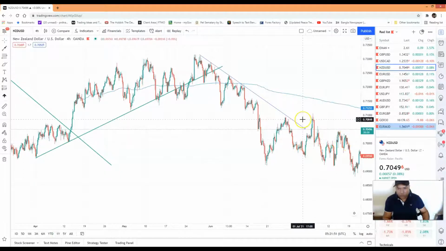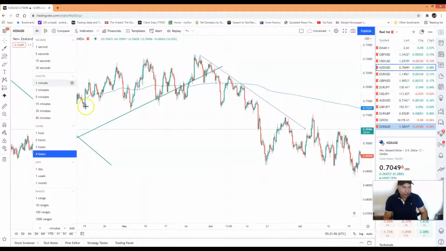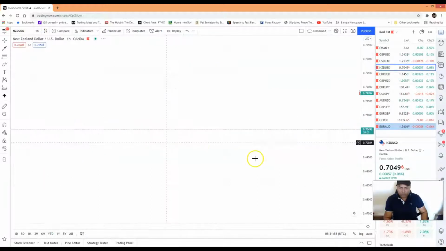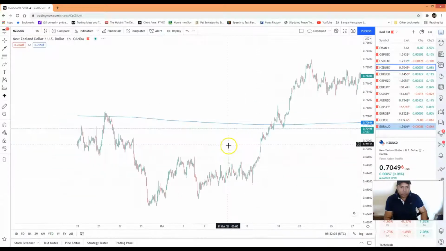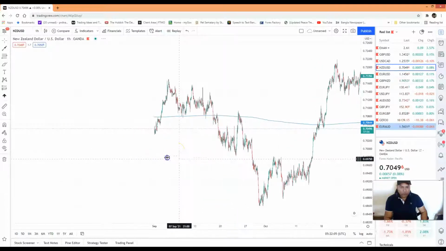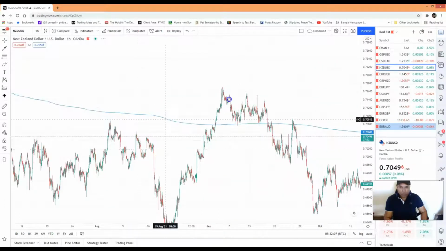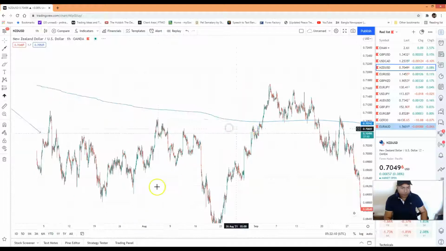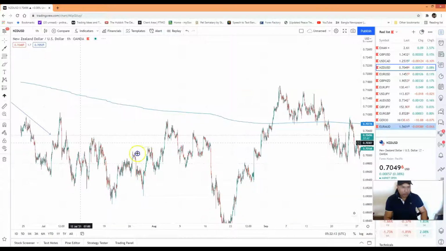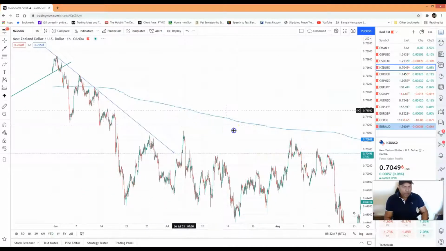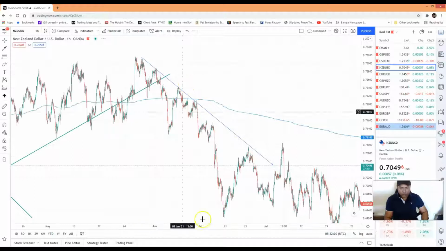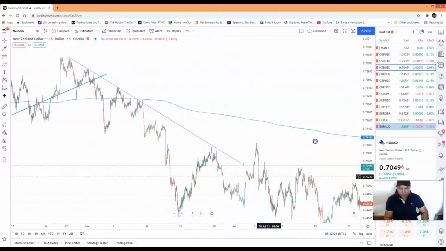The way I trade is easy. Market structure. Suppose I will show you in 1 hour time frame. You'll see what I mean. Just market structure. So this is our 4 hour. This is our 1 hour time frame. We draw the trend line on 4 hour time frame. Let's see what happened here.